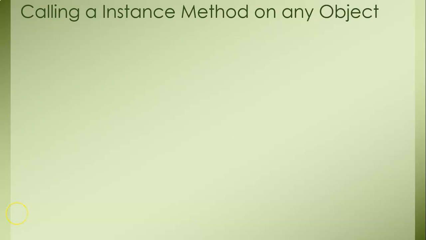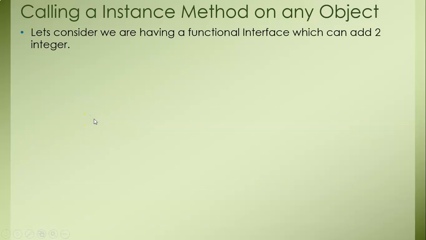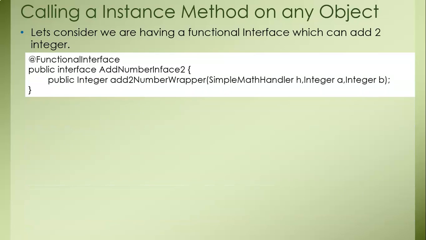Now we are going to learn how we can call an instance method of any arbitrary object. To call an instance method on any arbitrary object, we have one catch: the object must be a parameter or argument of the functional interface. So we have modified our functional interface and made it AddNumberInterface2, and in that AddNumberInterface2 add number method, we are taking the SimpleMathHandler as an argument or parameter.